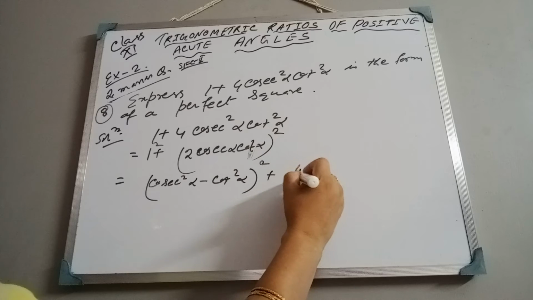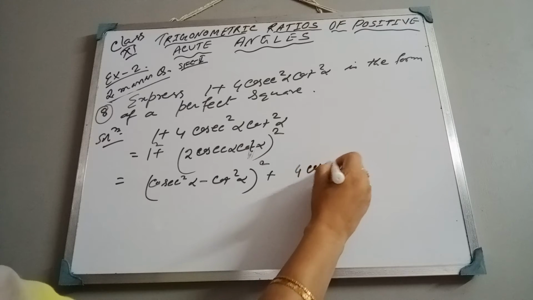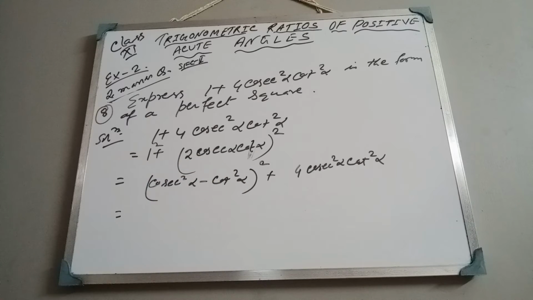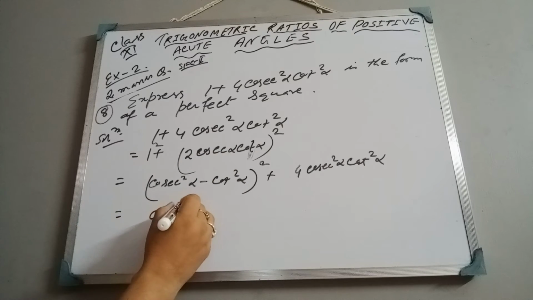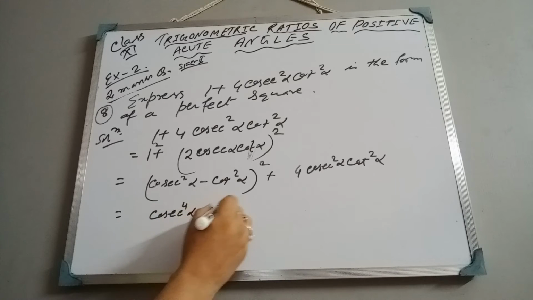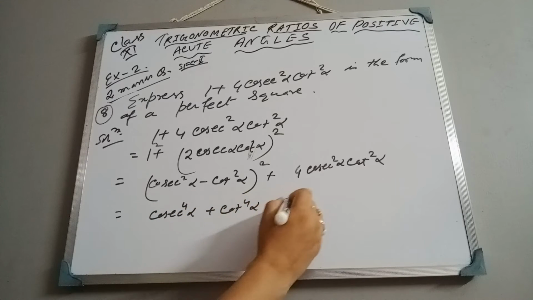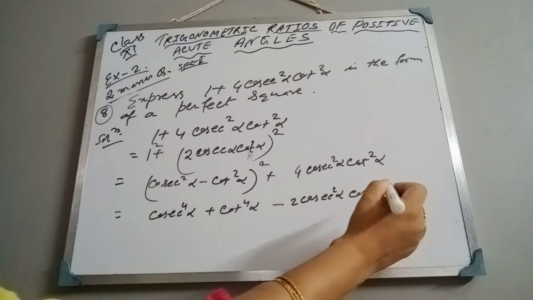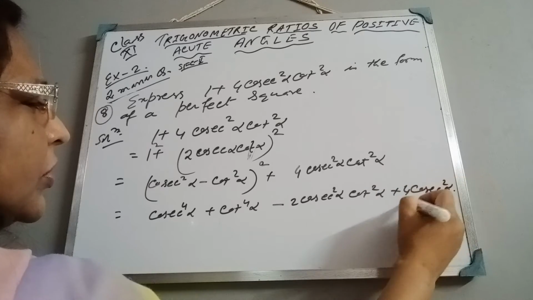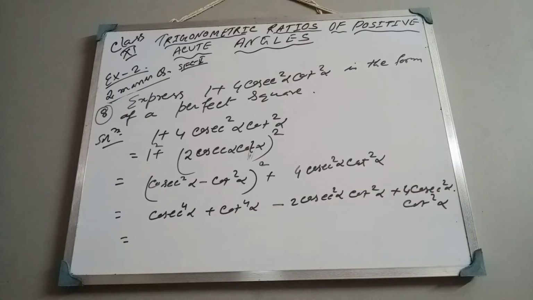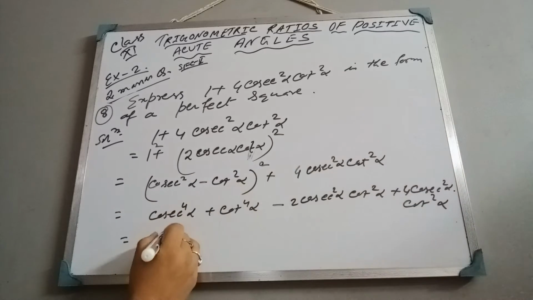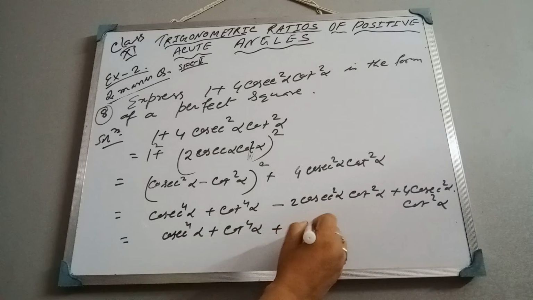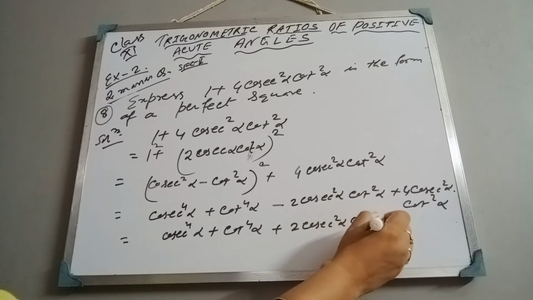better write what was there initially, 4 cosec square alpha cot square alpha. Now we will break this as a minus b whole square, then what we will get is cosec to the power 4 alpha plus cot to the power 4 alpha minus 2 cosec square alpha cot square alpha plus 4 cosec square alpha cot square alpha. So this is minus 2 and plus 4, so we get cosec to the power 4 alpha plus cot to the power 4 alpha plus 2 cosec square alpha cot square alpha.